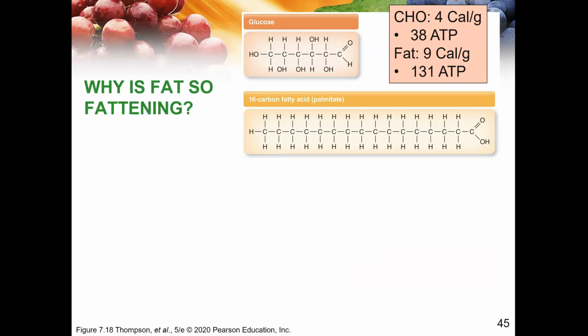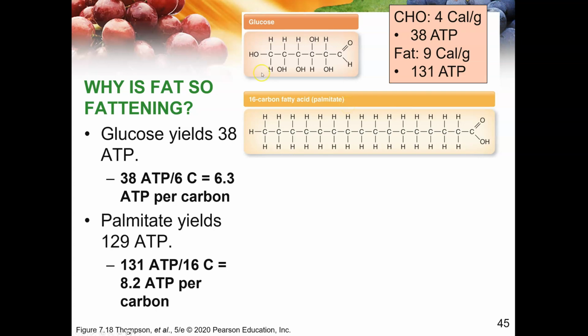So why is fat so fattening? Remember, carbohydrate is 4 calories per gram, and you get 38 ATPs as we just calculated. Fat, you get 131. And you might be tempted to say, well, the palmitate's just bigger. Well, that's true. But if I ask how many ATPs you get per carbon, if I have 38 ATPs for a 6-carbon molecule, that's 6.3 ATPs per carbon. Oh, sorry, that should say 131.